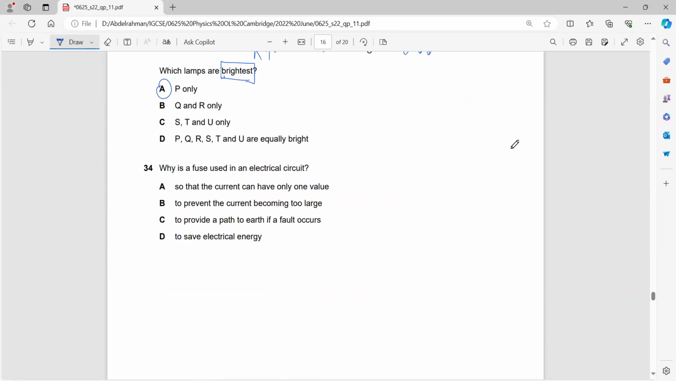Why is a fuse used in an electrical circuit? To prevent the current from becoming too large. Right.